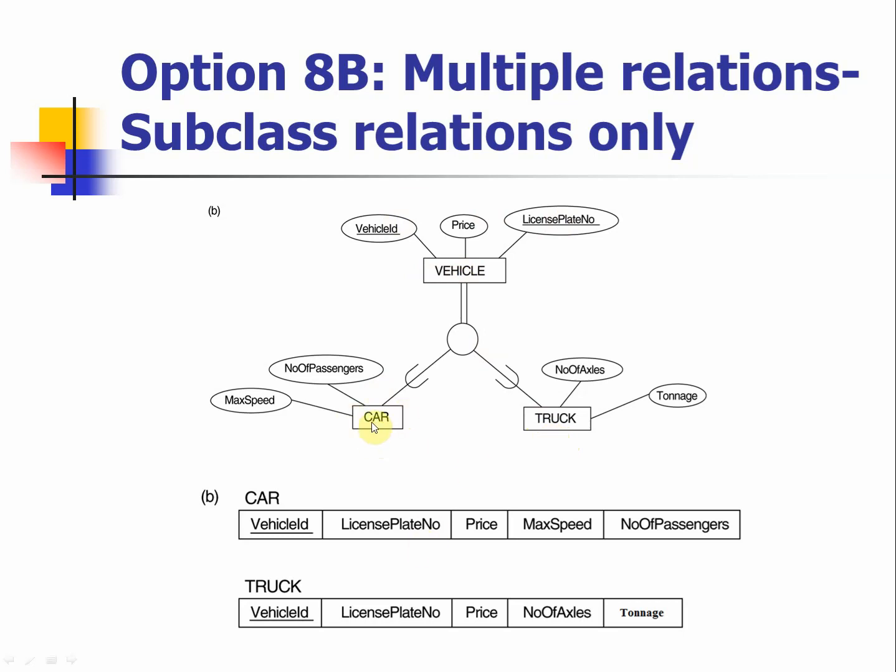What are the attributes describing the car? The attributes describing the car include maximum speed, number of passengers, vehicle ID, price, license plate number. So all of this will go to the car. It will be the same thing for the truck. So in this case, we can remove the superclass by creating a car entity and a truck entity. And so that is how we will be able to use the second choice here. It's multiple relations, subclass only.